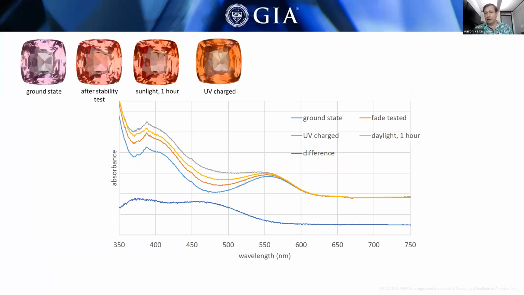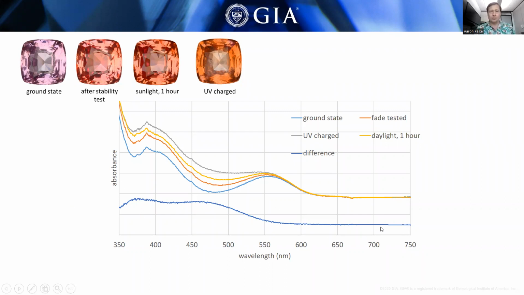And so here's what's happening. Again, I mentioned we're going to talk a lot about spectroscopy in this talk. This is a view of the different states, the different charge states of this tenebrescent sapphire. So the ground state is shown in blue, with the lowest absorption. And as we're increasing the amount of this unstable coloration in the stone, we go from the fade tested stone in orange, excuse me, to the color after letting the stone sit in daylight for an hour, to the UV charge state. You can see the absorption is steadily increasing as the orange coloration is going up.